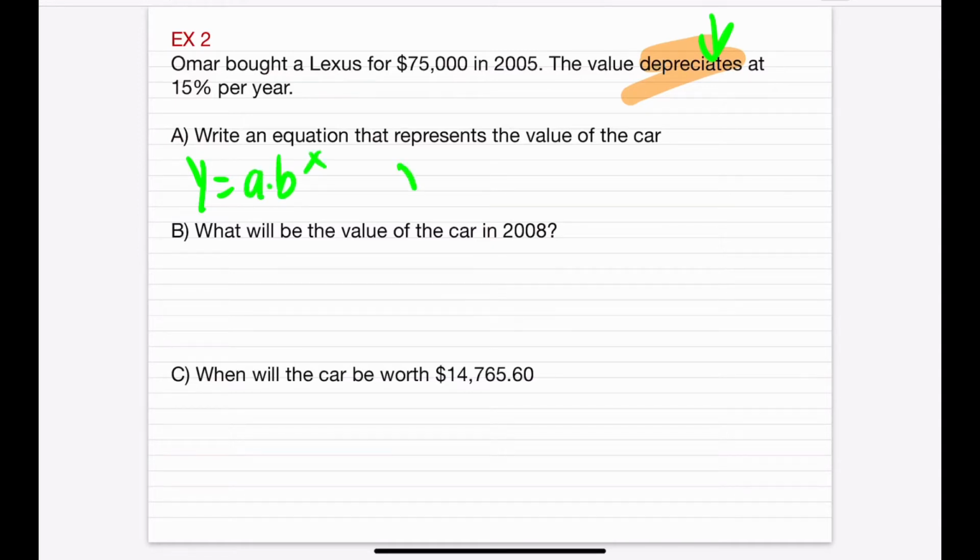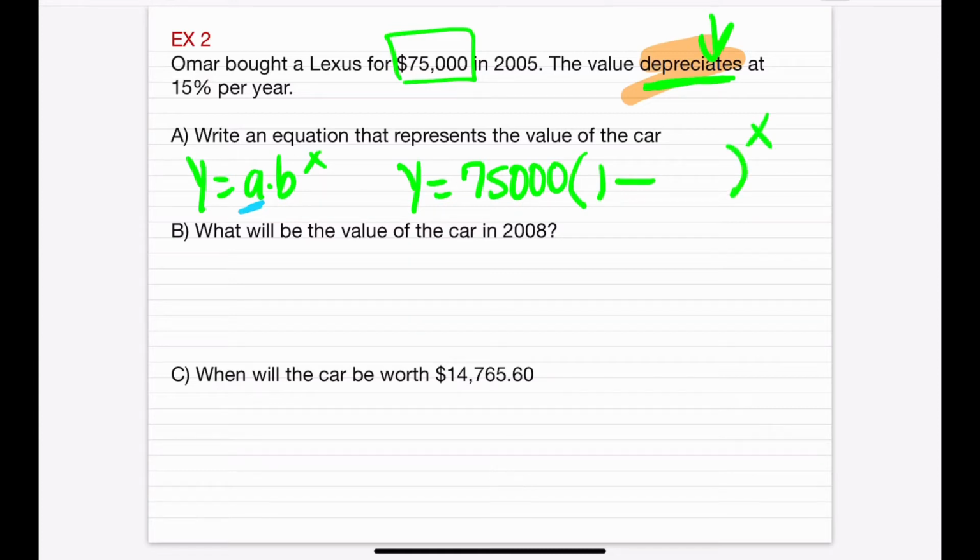So let's write the equation. Y equals a, which represents the initial amount. So the initial value of the car was 75,000. Now you said it was depreciate, so exponential decay. So we're going to do 1 minus the rate. So our rate, it's going down 15% per year. So remember, the rate has to be a decimal. So remember, if you have 15%, if it's a whole number, the decimal is at the end, and we have to move 2 units to the left. 1, 2, and we get 0.15.